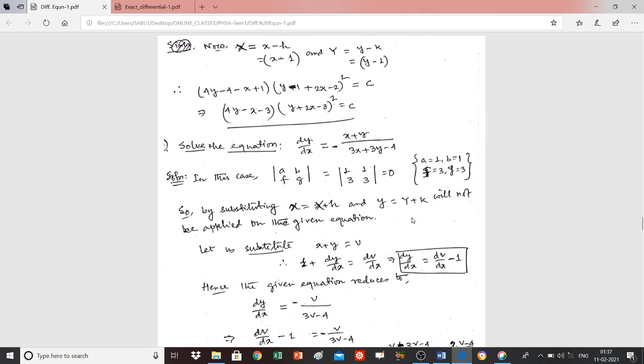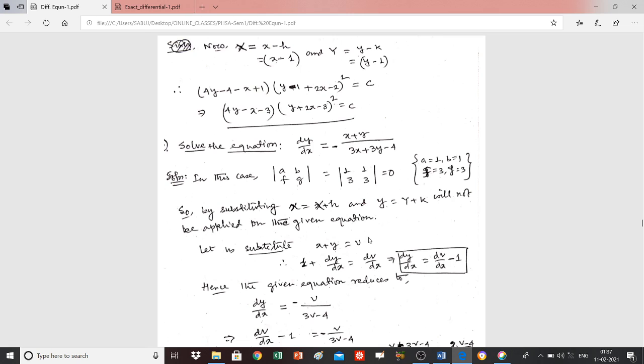This process will not work in this case. So what to do? You see that from the numerator and denominator, if you take 3 as a common term, then this will give you 3 into x plus y, and here is also 3 into the x plus y term. So it will be beneficial if you substitute x plus y by v. Write that here, x plus y is equal to v. Now differentiate this expression with respect to x, that will give you 1 plus dy by dx, that is dv by dx.